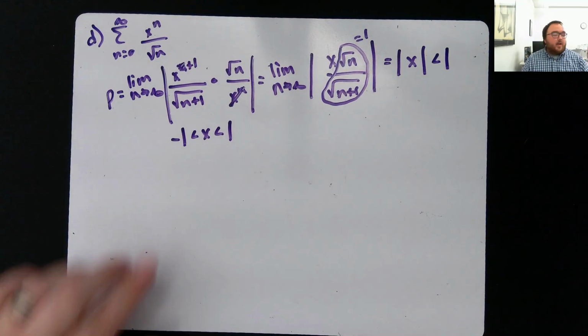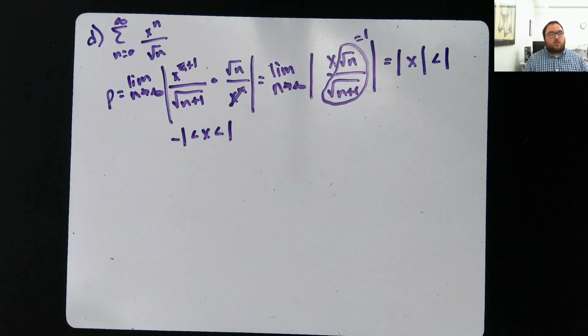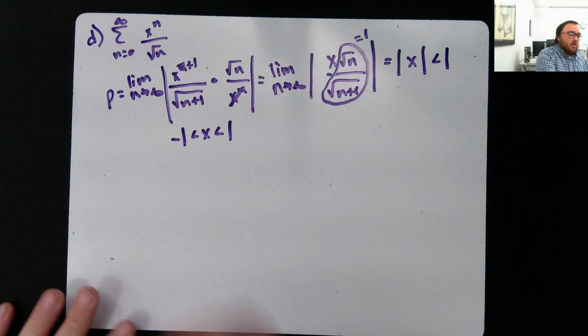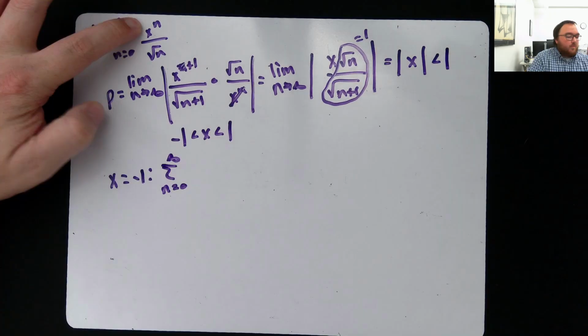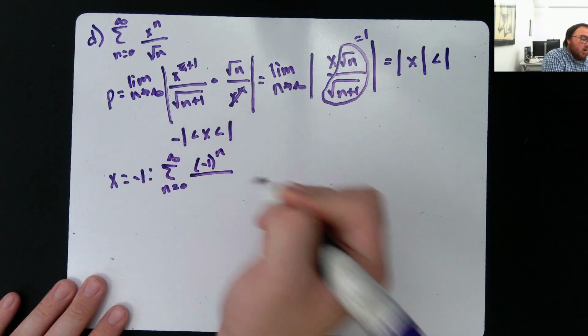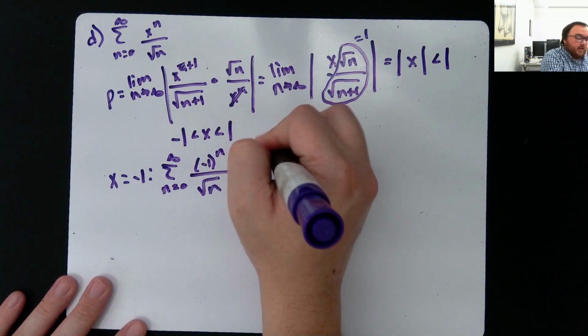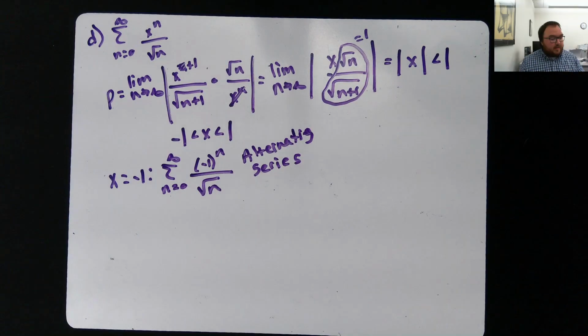Remember though, I've got to test this now at -1 and +1. So let's go ahead and do that. For x equal to -1, my series is going to be, plug in -1 there, -1 to the n over the square root of n. This again is an alternating series. So I need to use the alternating series test. Remember, this means that it has to be decreasing.